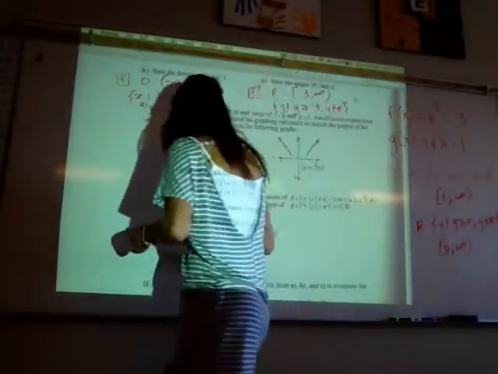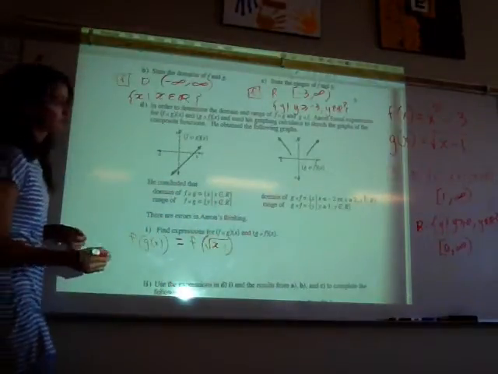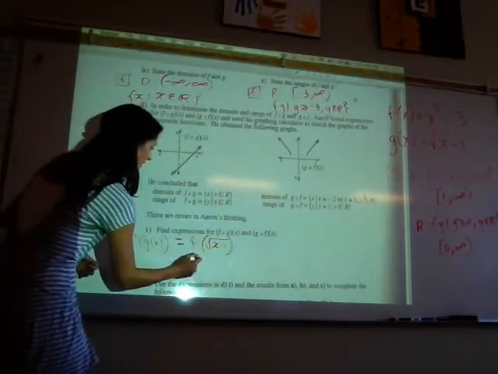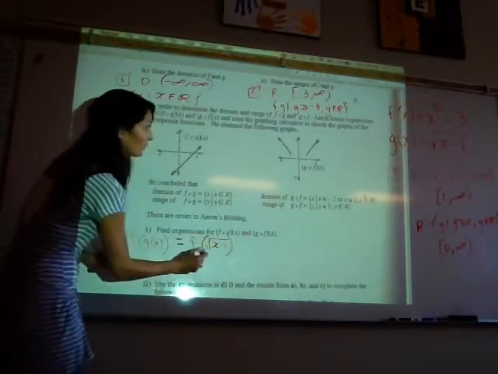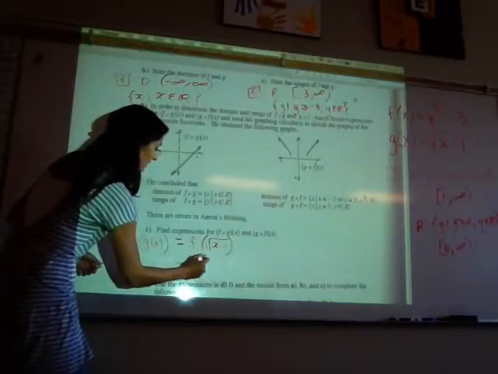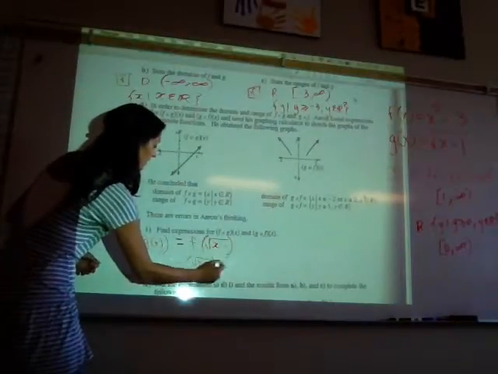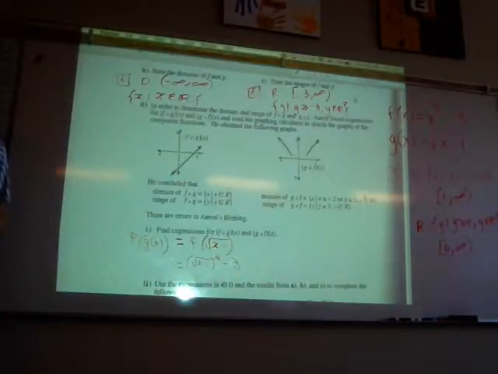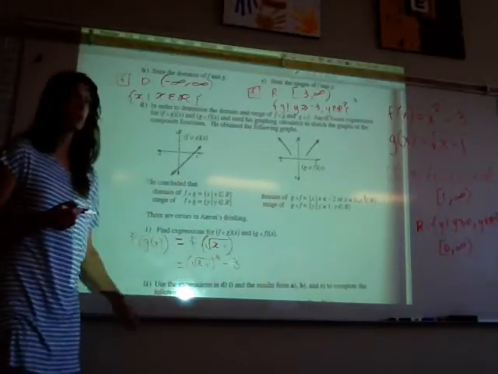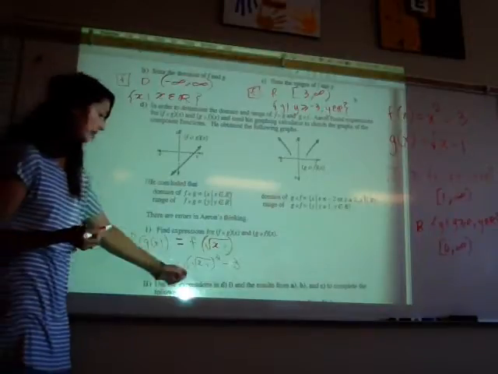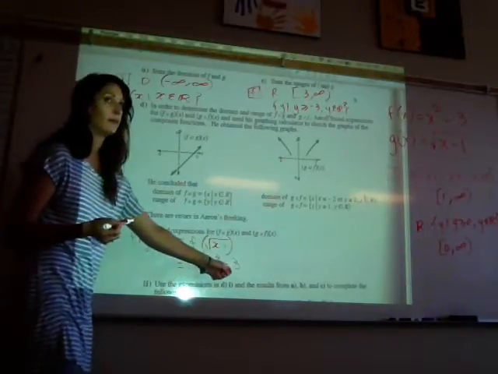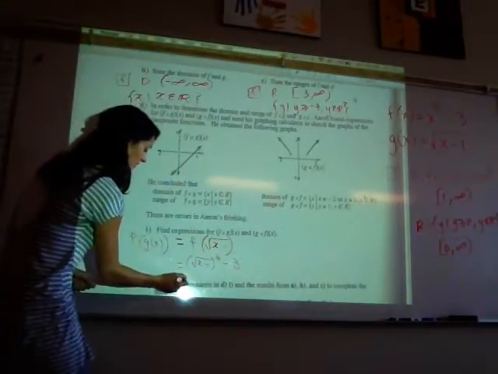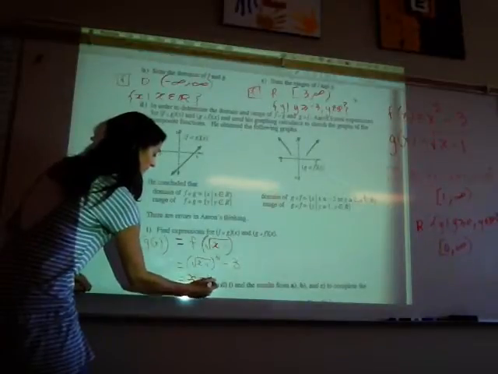So let's just sub this into f of x, which was x squared minus 3. So now we get the square root of x minus 1, squared, minus 3. And if we simplify that, the square root and the square cancel each other out, and we're left with x minus 1 minus 3. In other words, x minus 4.